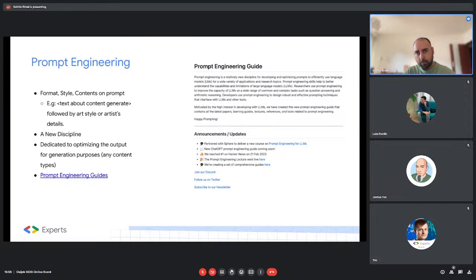There is this new discipline being developed, and here is a GitHub page that I have included the link to, so you can just go there and learn about it, like what the best practices are for engineering a prompt and so on. So this is really exciting.